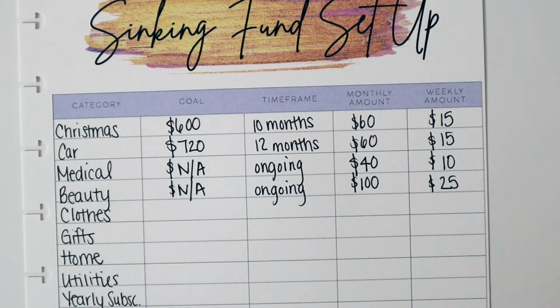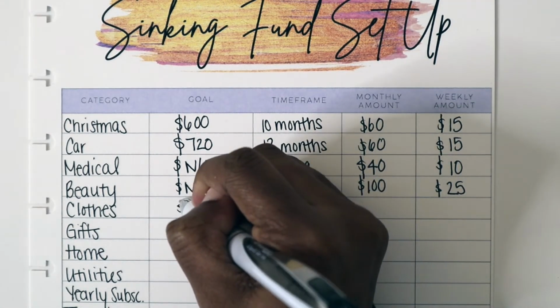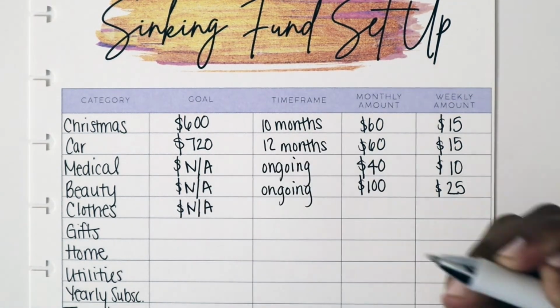The next category is clothes. For clothes, again, there's no specific goal for that.